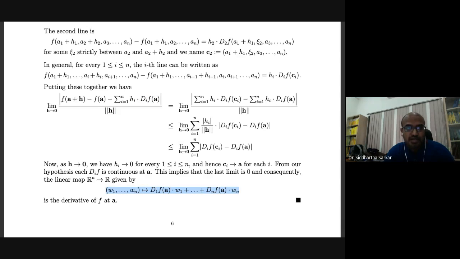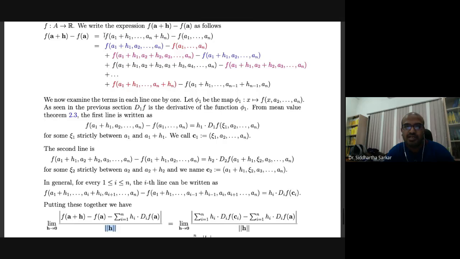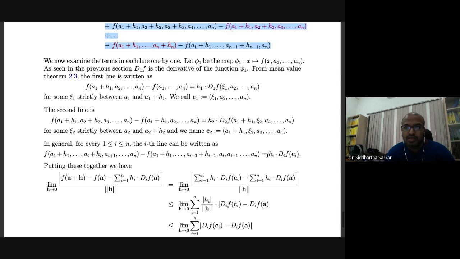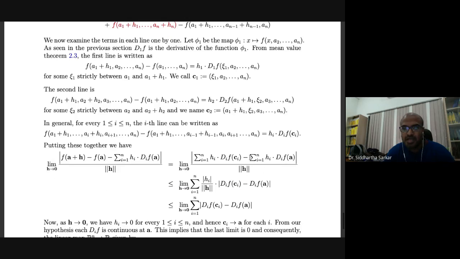Okay, so let's try to do this. In this case, the function is a one variable function. I put just a mod on the numerator. The denominator is still the norm of h. I'm going to write down everything we have got from these lines. Each of these lines is of this form, hi times dif(ci), and then this takes the sum form, summation i equals 1 to n of hi times dif(ci), and I'm subtracting it from this linear map evaluated at the point h.